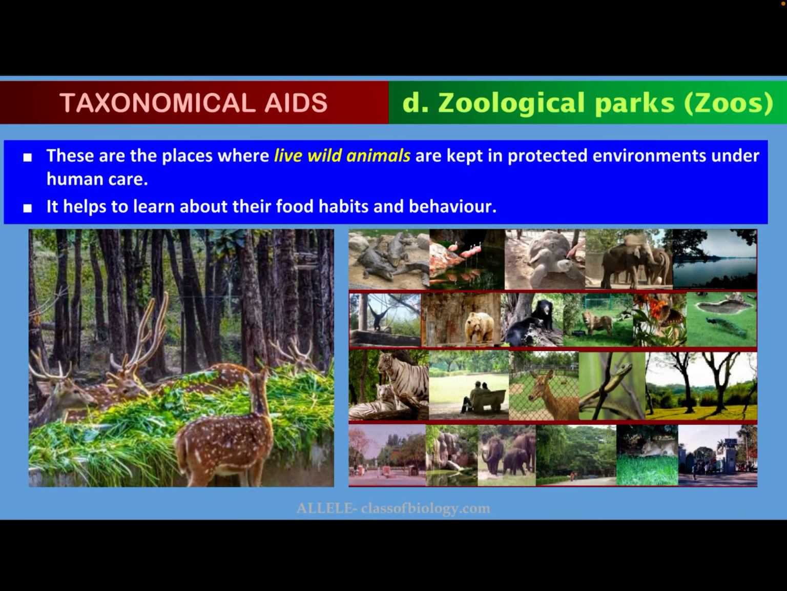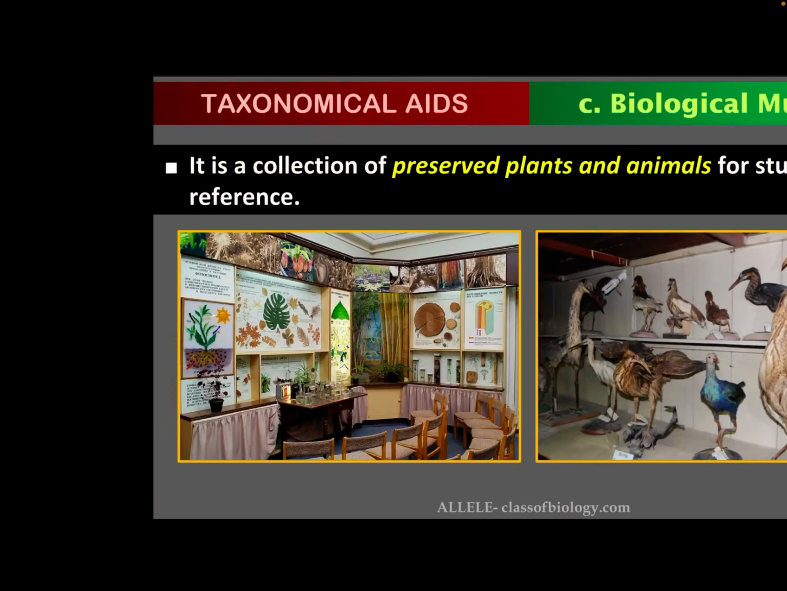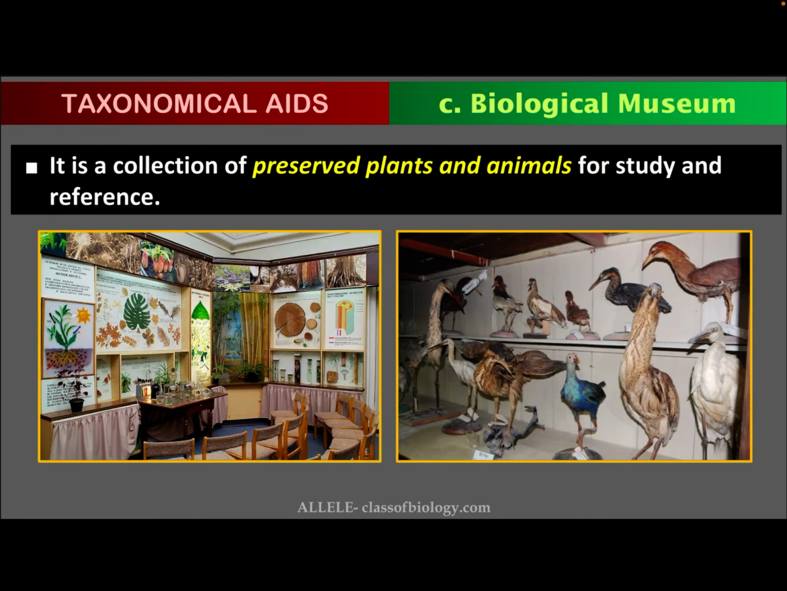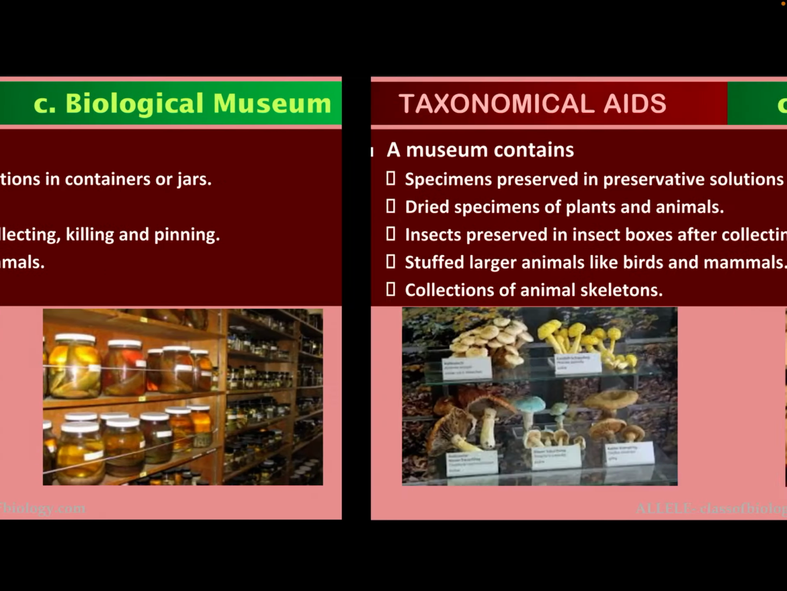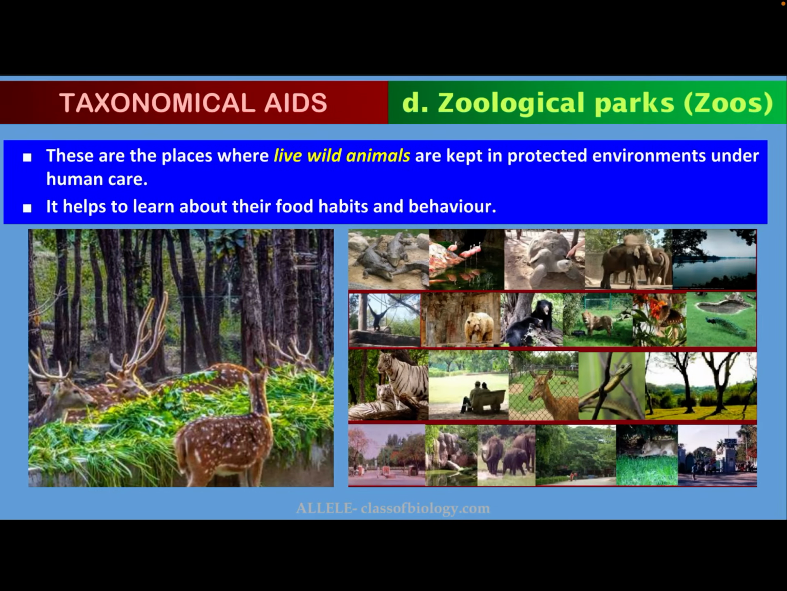So that's where we are ending the session. We have learned four basic types of taxonomical aids, right? We have gone through number 1 herbarium, number 2 botanical garden, number 3 biological museum, and number 4 zoo, that is zoological park. These are the most commonly utilized taxonomical aids with reference to taxonomical studies or learning classification.